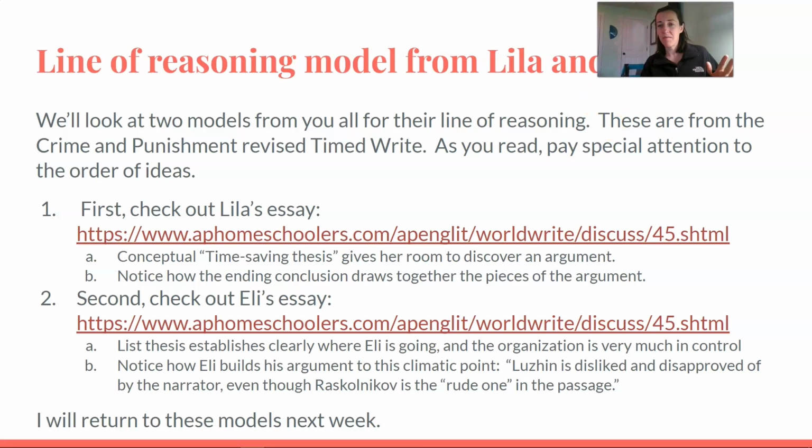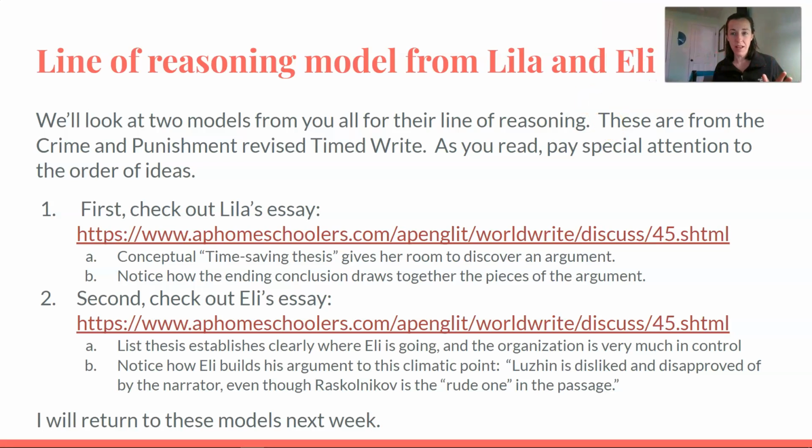These are from two of you, and they're full essays. For your assignment, I'd like you to read these models. I'm going to return to them next week for a craft skill that both of these essays contain. I like using two models here because you get to see different writing styles. Lila and Eli write in different ways, but to equally maximum effect. This is the Crime and Punishment timed write.